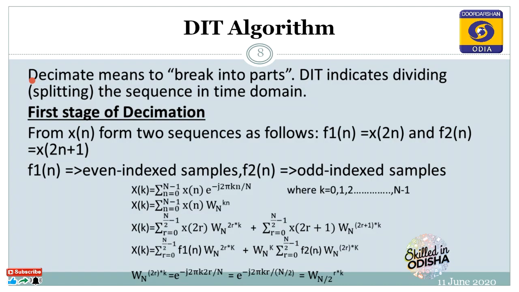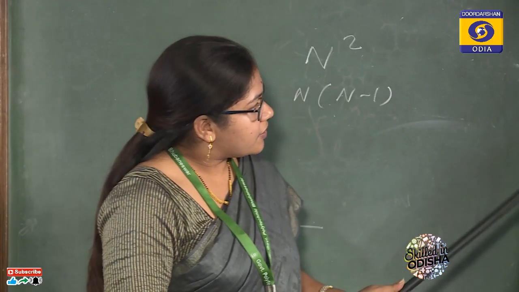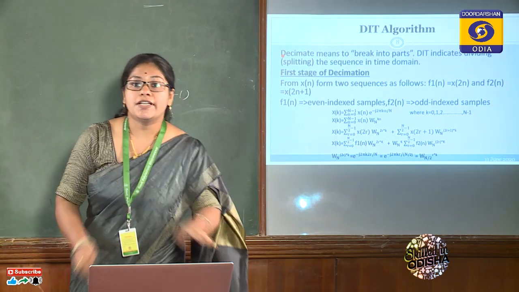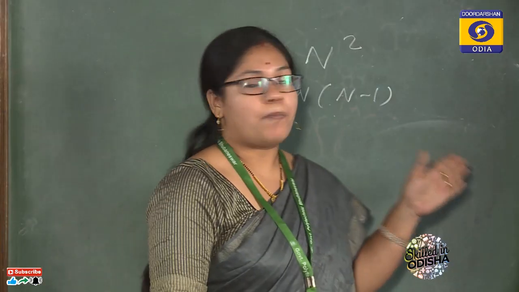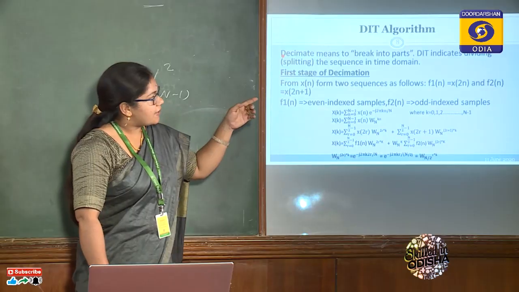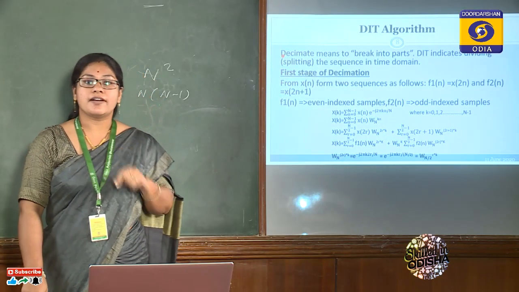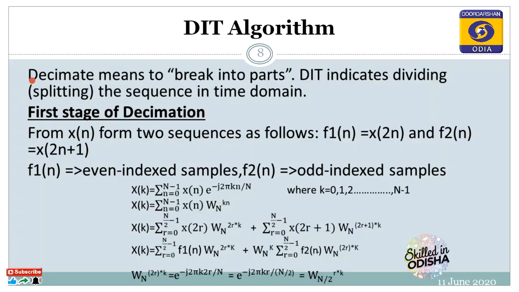Next we will focus on the DIT algorithm. I have already written that decimate means to break into parts. DIT indicates dividing or splitting the sequence in the time domain. In the DIT algorithm, first we have to divide x of n into 2 parts. One I have written as f1(n), and the second one is f2(n). Then what is f1(n)? This f1(n) will contain the even indexed samples.